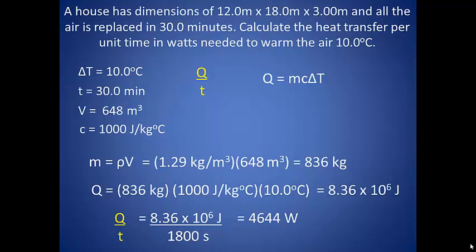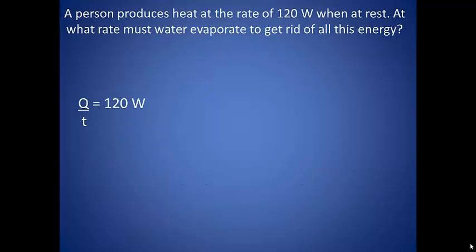This is actually a pretty high turnover, and newer construction shoots for a minimum of 2 hours to replace air in an entire building. So a person produces heat at the rate of 120 watts when at rest. At what rate must water evaporate to get rid of all this energy? Well, we know the rate of energy transfer is 120 watts.